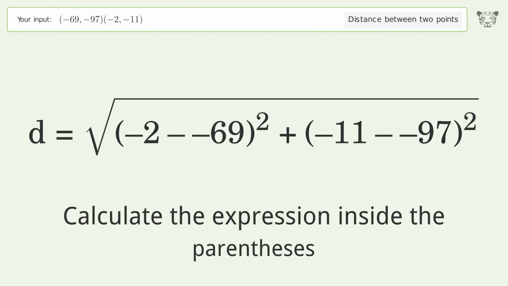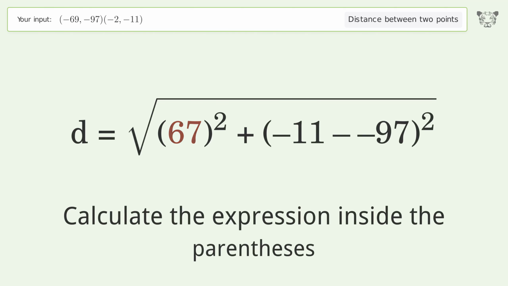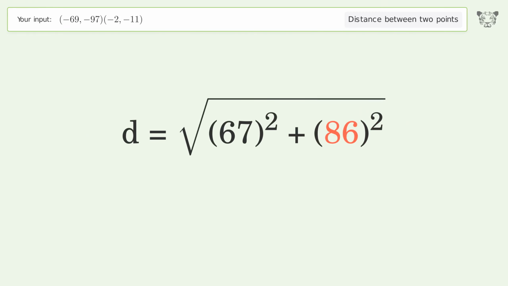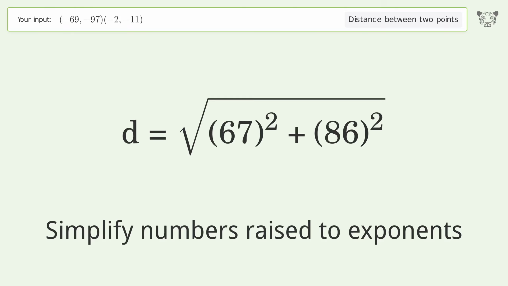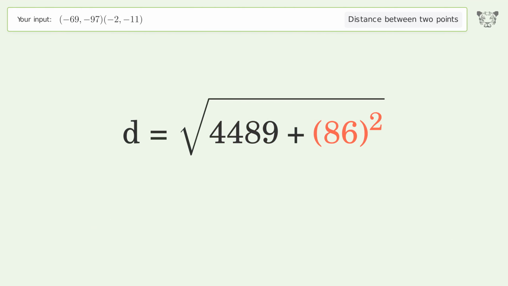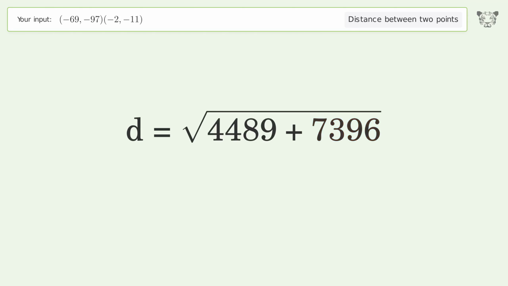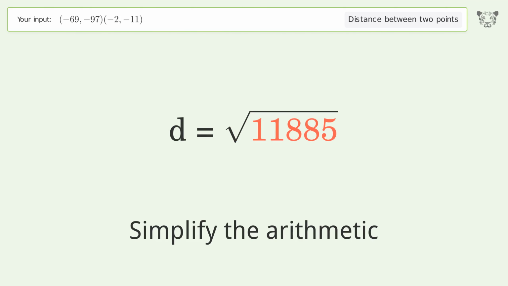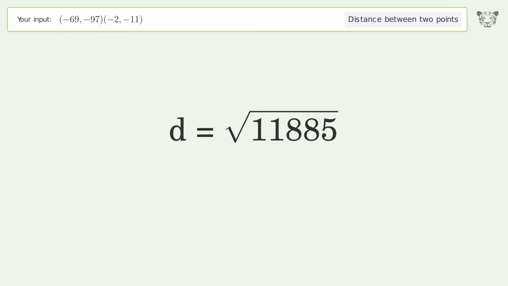Calculate the expression inside the parentheses. Simplify numbers raised to exponents. Simplify the arithmetic. And so the distance between the 2 points is the square root of 11,885 or 109.018.